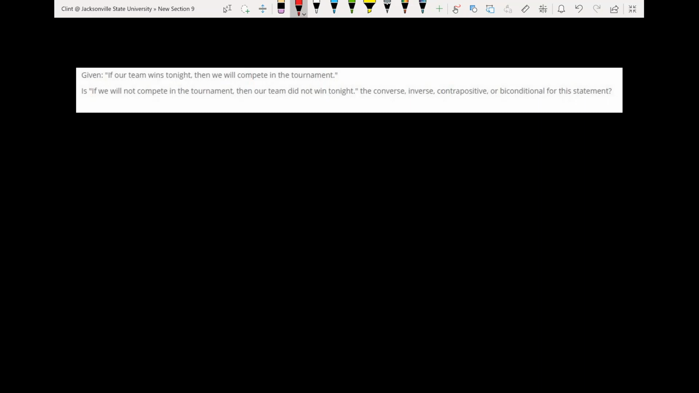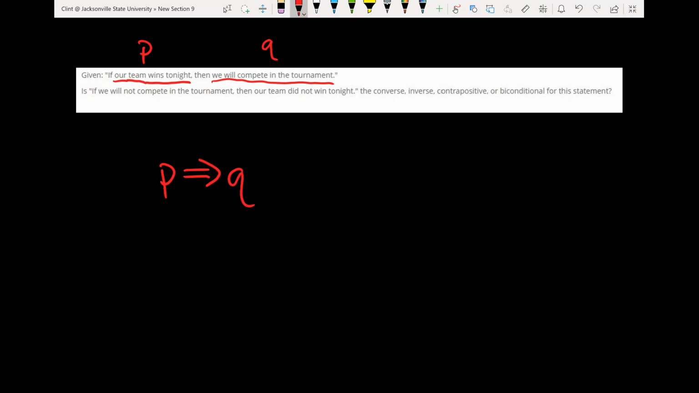So on these, you just want to look at the two statements that were given. The first part says our team wins tonight. We can call that P. And then the second part says we will compete in the tournament. We can call that Q. So those are our two statements, P and Q. The way we would write this statement in logic symbols is like this, where you read that as if P then Q. That double lined arrow tells us it's an if-then statement.